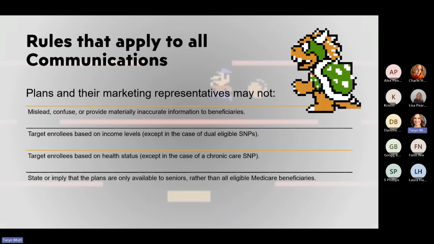State or imply that the plans are available only to seniors rather than all eligible beneficiaries. The way I like to say that is, now that you're becoming Medicare eligible. I never say turning 65. I don't use any of that verbiage. I always use, now that you are becoming eligible for Medicare, or since you are eligible for Medicare. That's how I combat that personally.